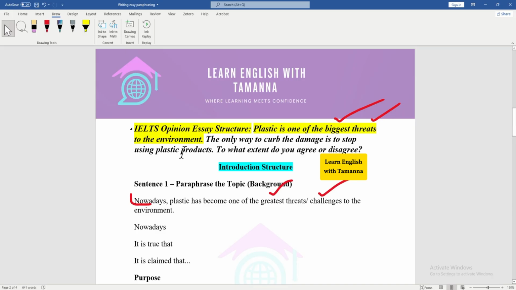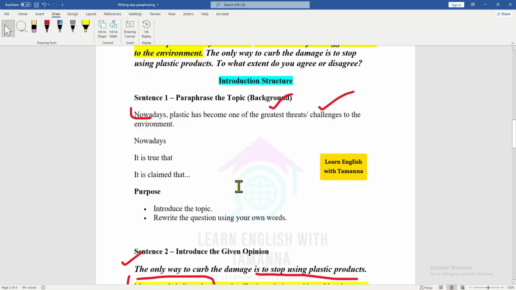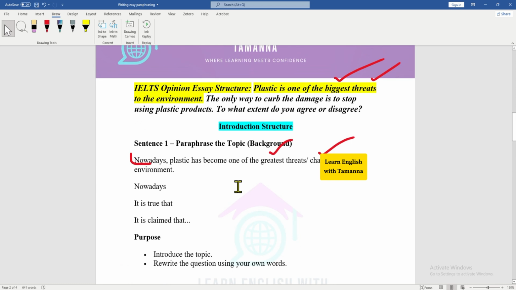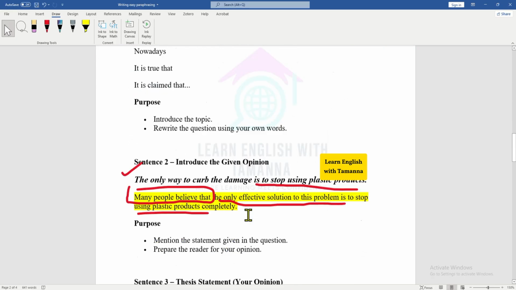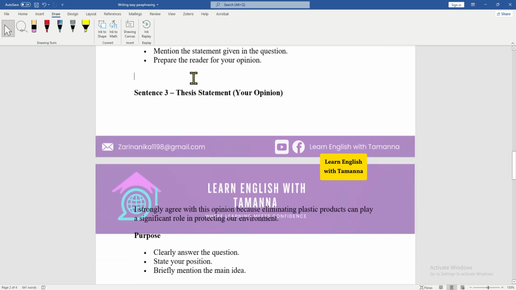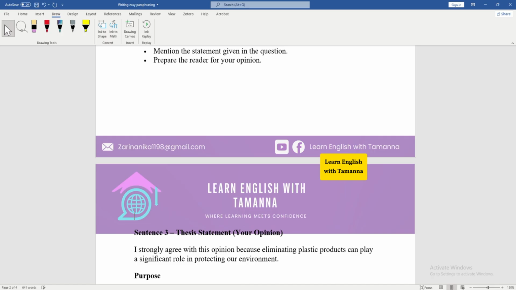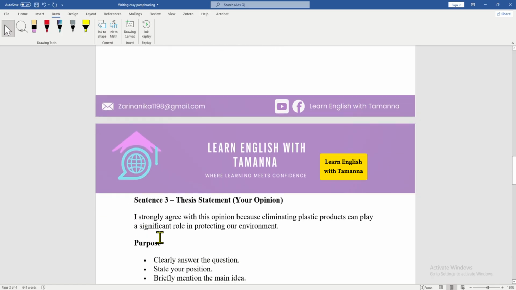Plastic is one of the biggest threats to the environment. The only way to curb the damage is to stop using plastic products. Now it's time to add the thesis statement or my opinion, whether I agree or disagree. So our sentence number 3 would be, it's very simple: I strongly agree with this opinion because eliminating plastic products can play a significant role in protecting our environment. If you don't agree, you can simply say I disagree or I strongly disagree. That depends on you and your opinion.